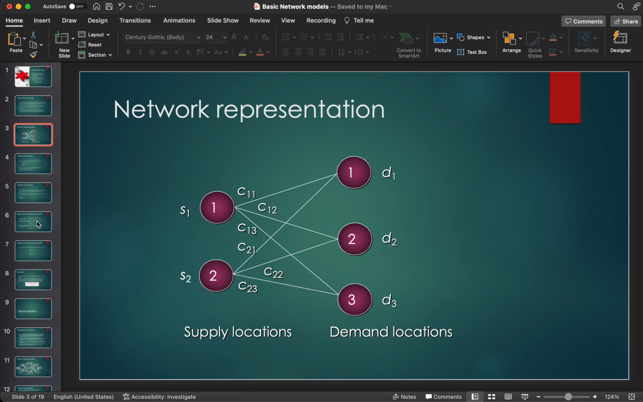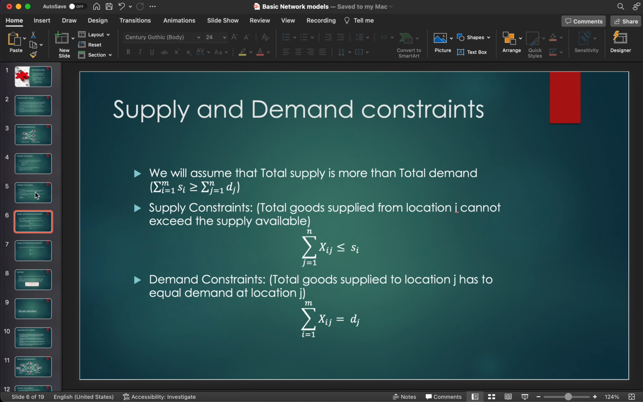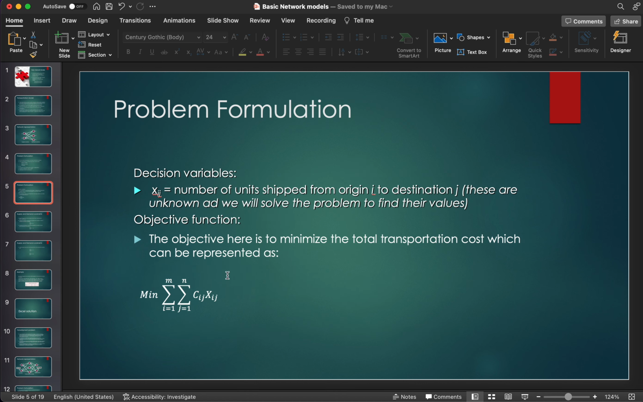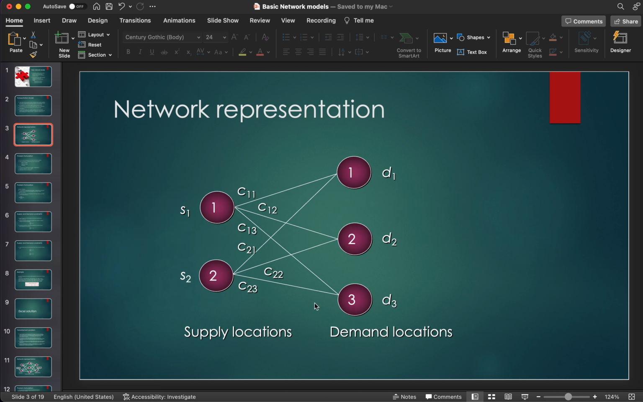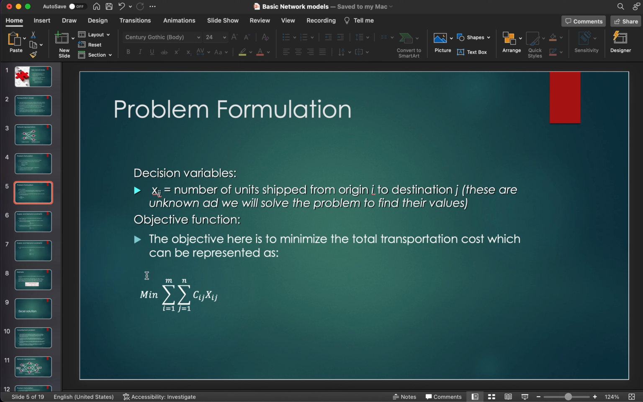So with that in mind, you can write the objective function. The objective function is to minimize the total transportation cost, which is you multiply the cost with the number of units that you're shipping and you add all of them up. So all the supply locations, all the demand locations, you look at all possible combinations, you add up all the cost values, and that is the objective function.